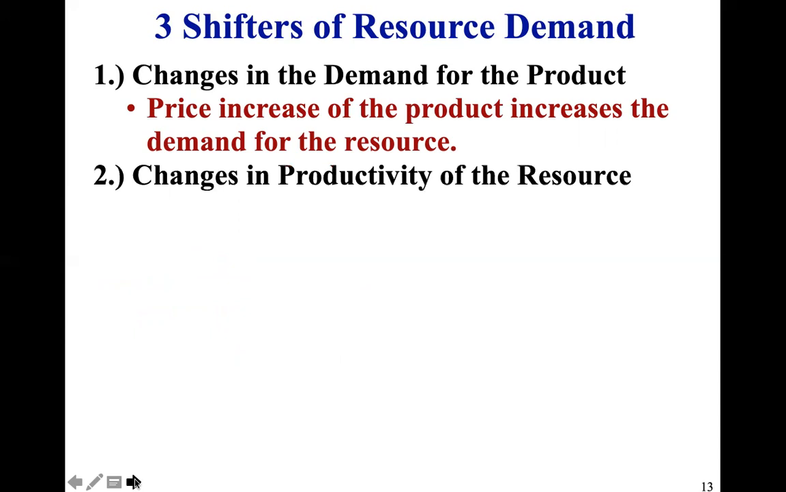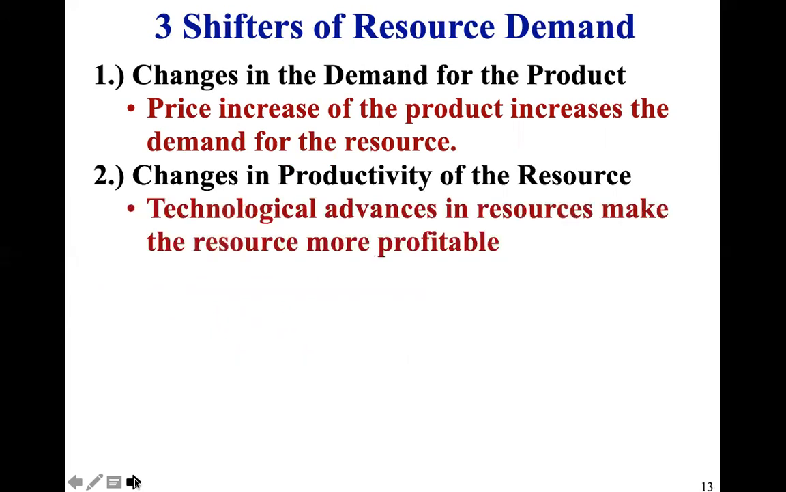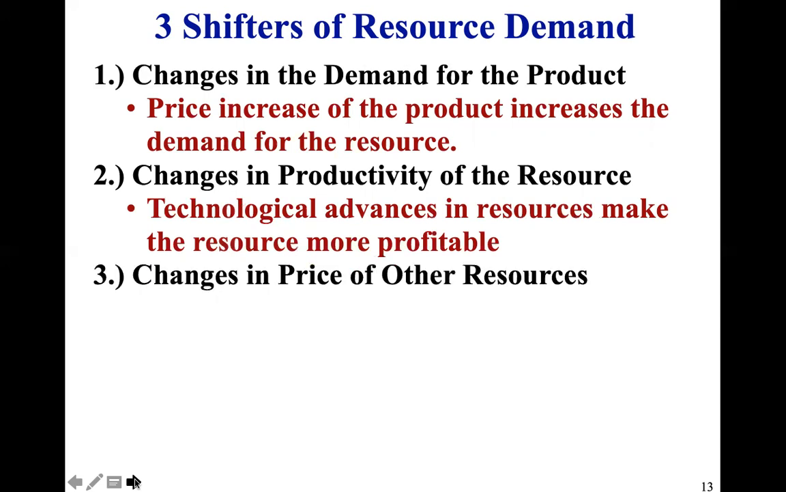Second shifter, changes in the productivity of the resource. So if there are technological advances in resources that are going to make resources more profitable because they are more efficient, then that's going to change the demand for that resource, right? So if a resource becomes more productive, it's going to increase the demand for that resource. If a resource becomes less productive, it's going to decrease the demand for that resource.